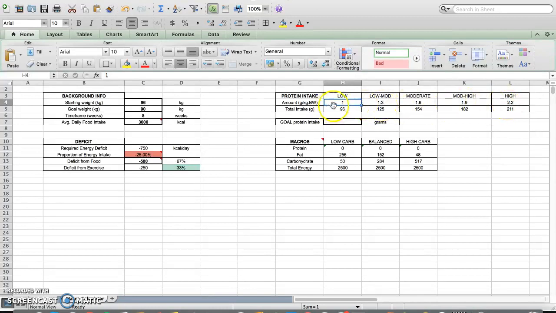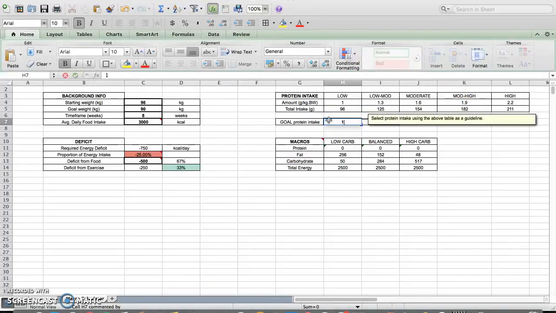Now, 1 is at the lower end, 2.2 obviously at the higher end. But what you can do is look at the table and pick out which protein intake might be most suited to you. Generally speaking, we want to find something in the middle. I do well on a moderately high protein intake, not super high. So I'm going to use 182 as my number here. So I'm going to enter that.